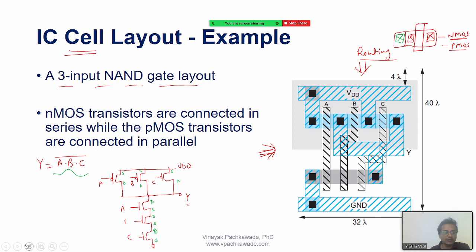So what I'm doing here, just try to have a look at this. I first start with the NMOS, that is the pull down logic. This is the pull down network. So can you see the active region for the NMOS? This is my NMOS transistor, right? But I have 3 in series.